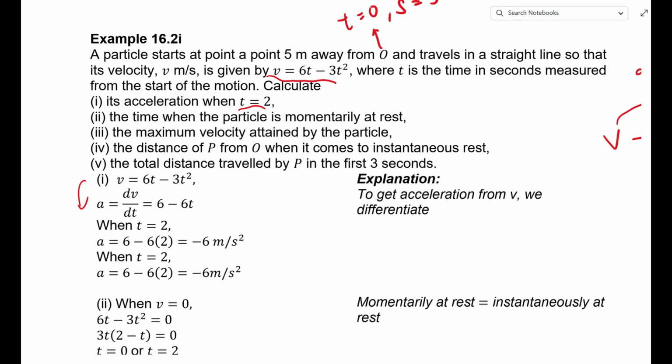Afterwards, the question specified when t equals 2. So we'll sub in t equals 2 into our acceleration expression. And then it will give us negative 6 meters per second squared.